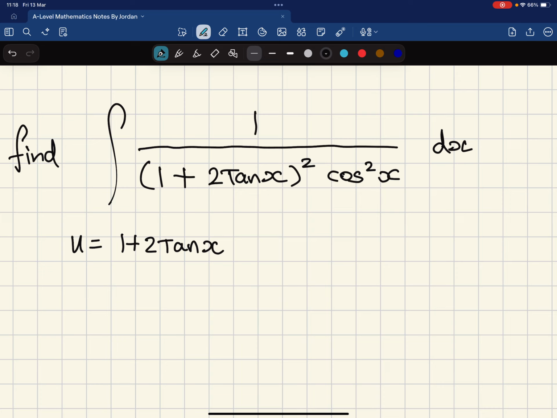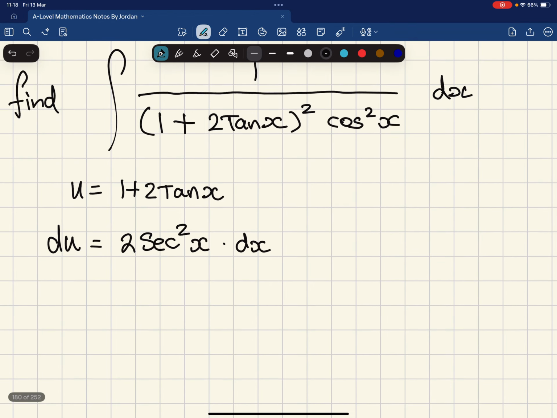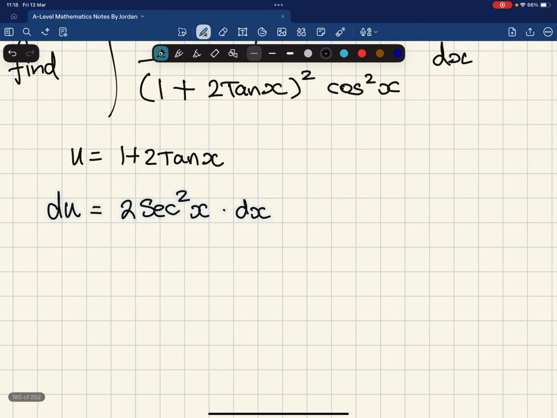Okay, so the first step that we used in part 1, if you remember, is we differentiate both sides of this. I just write du on the left, differentiate this expression, remembering that tan x goes to sec squared x, and so we get 2 sec squared x and then dx on the end. Then we want to rearrange for dx, which then gives us du over 2 sec squared x.